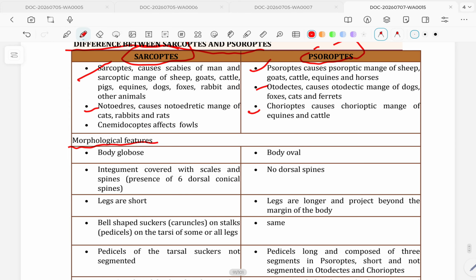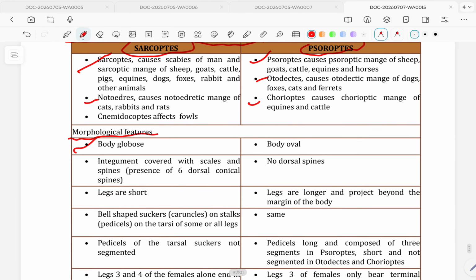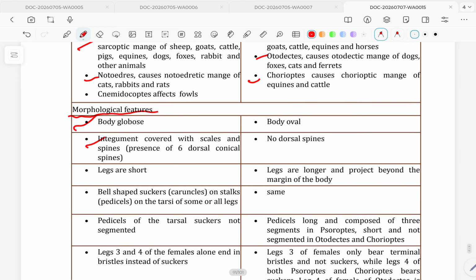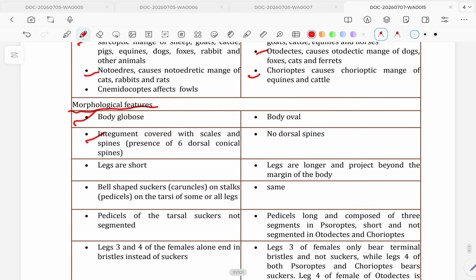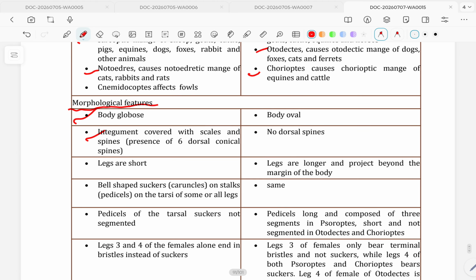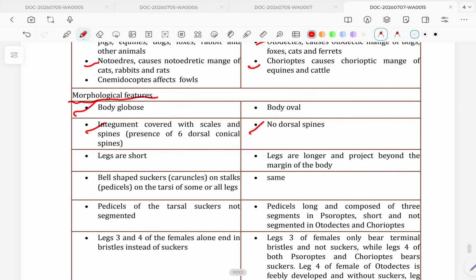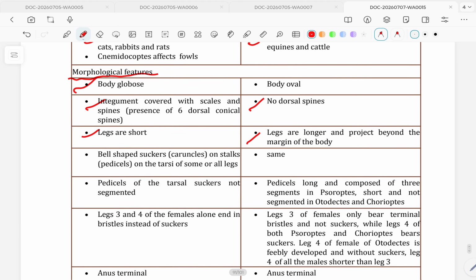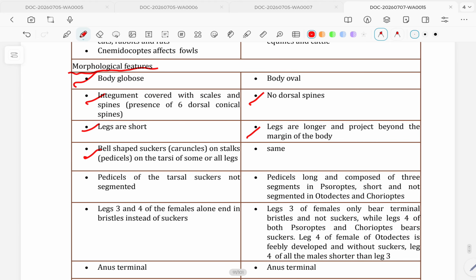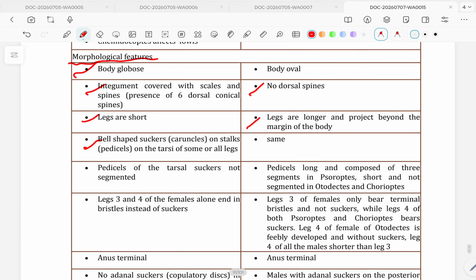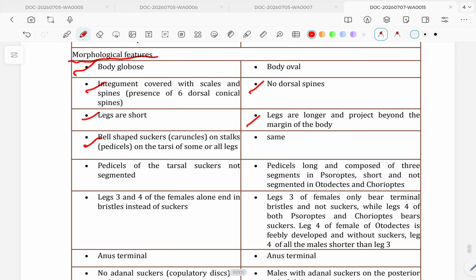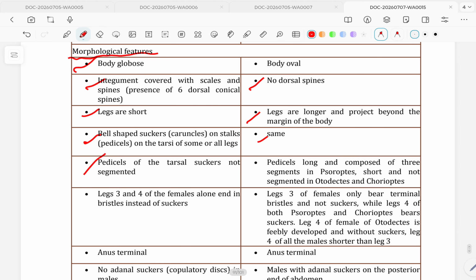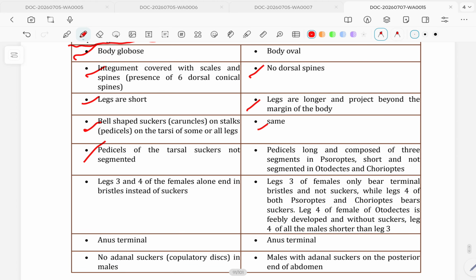Morphological features: in Sarcoptes, body globose; in Psoroptes, body oval. Integument covered with scales and spines in Sarcoptes; presence of 6 dorsal conical spines versus no dorsal spine. Legs are short in Sarcoptes; legs are longer and project beyond the margin of the body in Psoroptes. Bell-shaped suckers on stalks, pedicle on the tarsi of some or all legs. In Sarcoptes the pedicel of the tarsal suckers is not segmented.